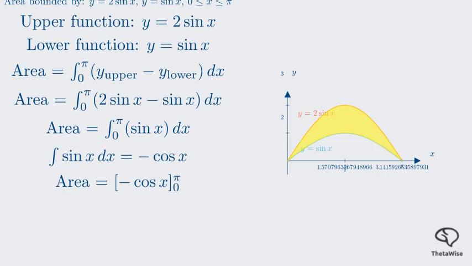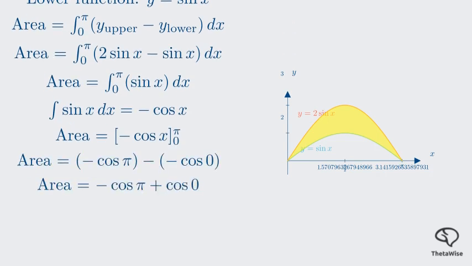Now we plug in the limits. Be very careful with the signs here. The area is negative cos of pi minus negative cos of 0. This simplifies to negative cos of pi plus cos of 0.